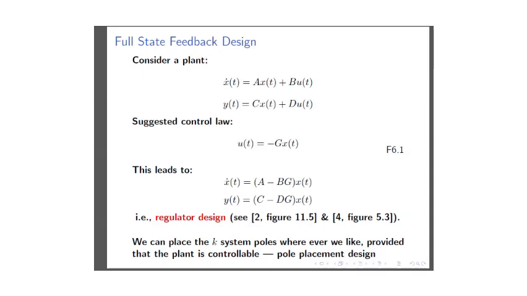Now the interesting thing is, it's claimed that we can place the closed-loop system poles wherever we like, provided that the plant is controllable. And this is referred to as pole placement design. It's actually, in a certain sense, strange that it's called pole placement design, because it's a design method that's unique. When I say this, I need to qualify it a little, but I'll qualify it in a moment. I'm claiming it's unique to the state space method. It was something that did not exist before state space methods were introduced.